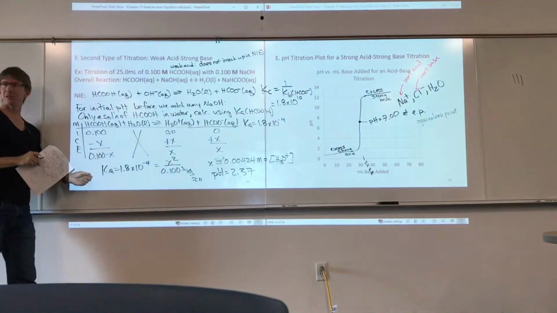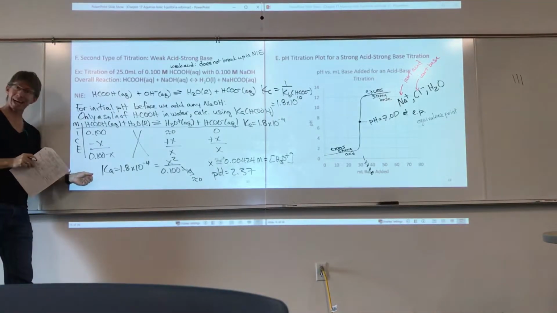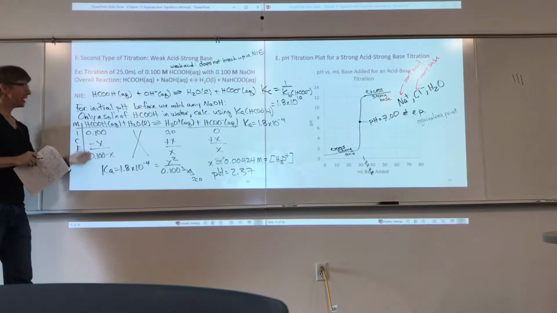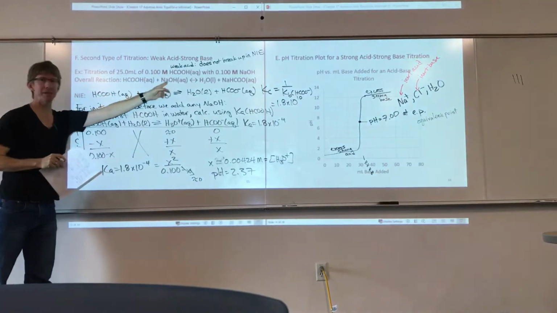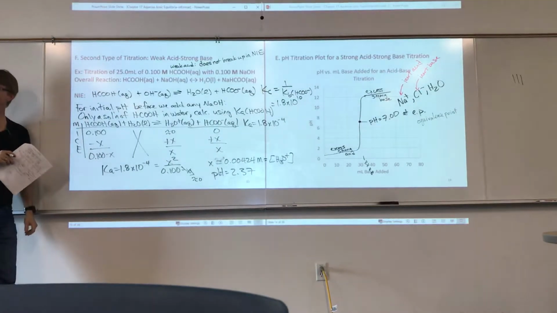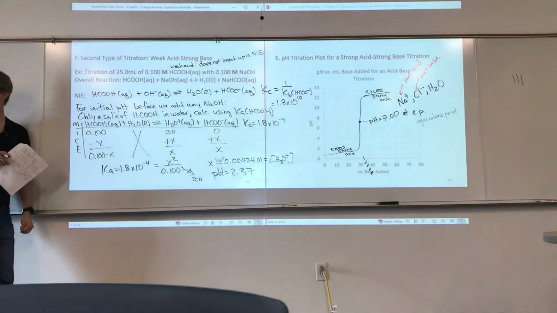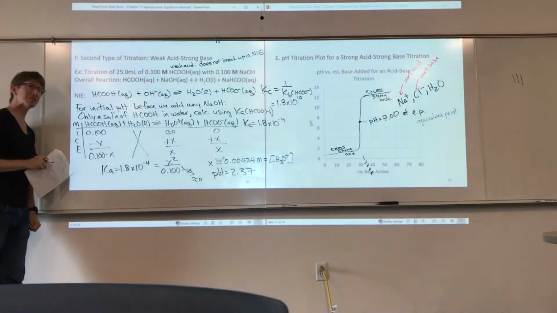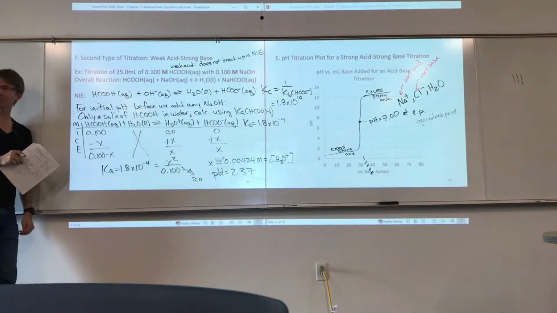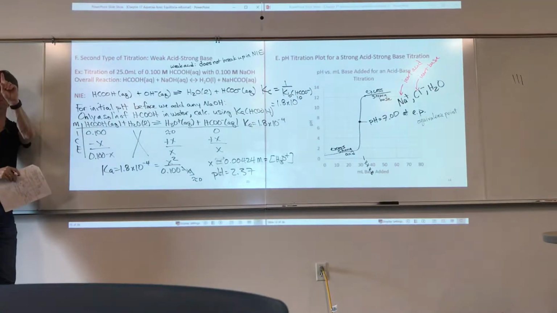Now, if this was a strong acid, and it was 0.1 molarity, do you know what the pH would have been? 0.1 molarity strong acid would be 0.1 molarity H3O plus, and we would have done the negative log of that and gotten 1. So the first thing is, of course, weak acids have higher pHs at the same concentration. That's folded into this.